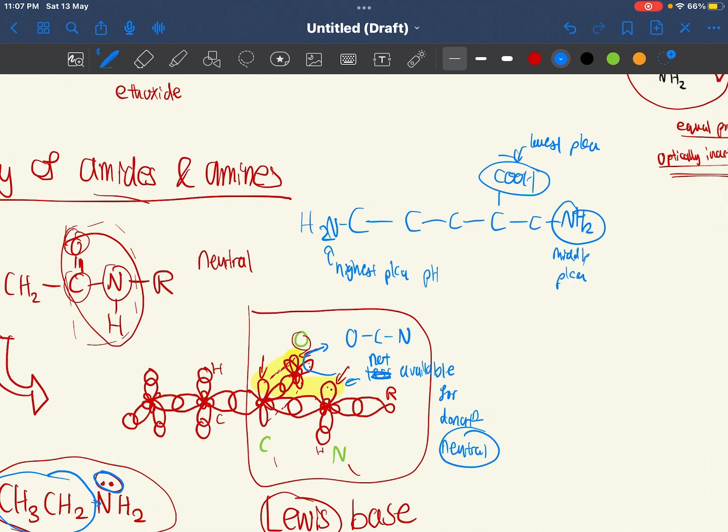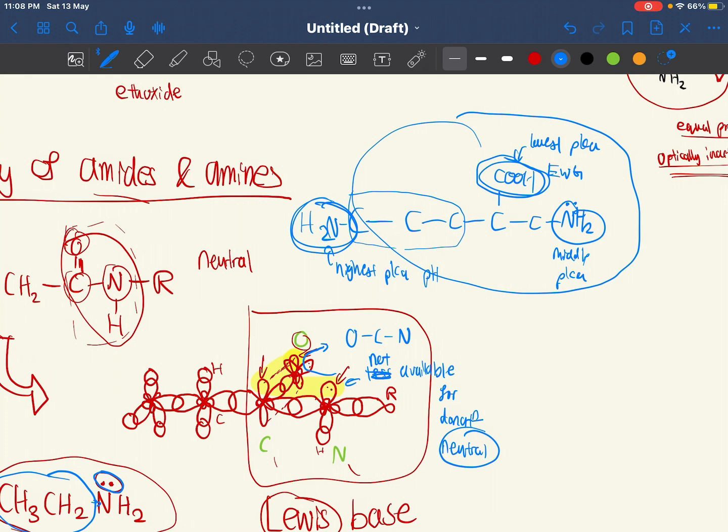Why? Because, as we learn under arenes, COOH is an electron withdrawing group. So the lone pair of electrons is less available for donation, therefore it's less basic compared to this. We have this amine group attached to a very large alkyl group, which is electron donating. Therefore, it has the highest pKa, which means the most basic.